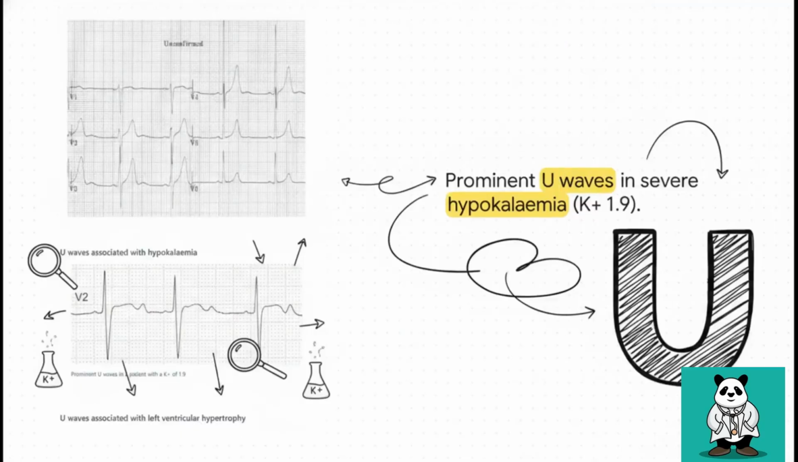Take a look at leads V2 and V3 on this tracing. Just look at the sheer size of that second bump. This is exactly what a massive U wave looks like when a patient's potassium levels just plummet down to 1.9. I mean, it is huge, practically rivaling the T wave itself.